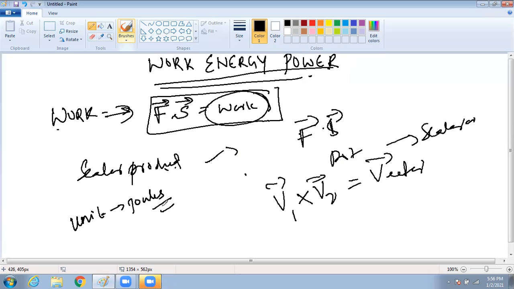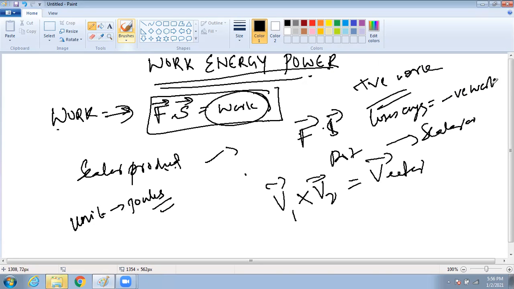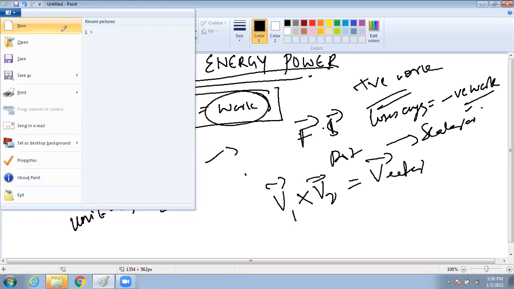So what is positive work? What is negative work? If the system does work, the system gains energy, we say it is positive work. Gains energy, it's positive work. If the system loses energy, it's called negative work. Clear? Okay. These are the fundamentals.